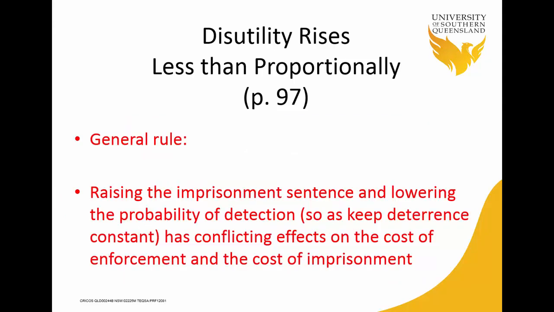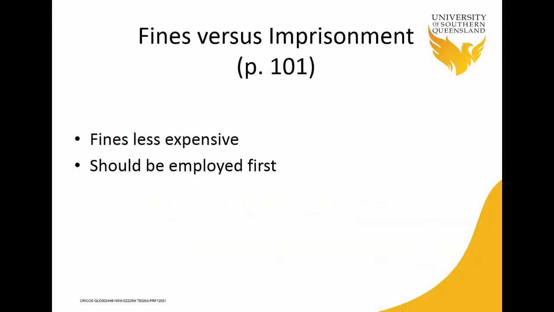The general rule is that raising the imprisonment sentence and lowering the probability of detection has conflicting effects. That's what we talked about with this bathtub or smiley face change in the total costs, on the costs of enforcement and the cost of imprisonment.